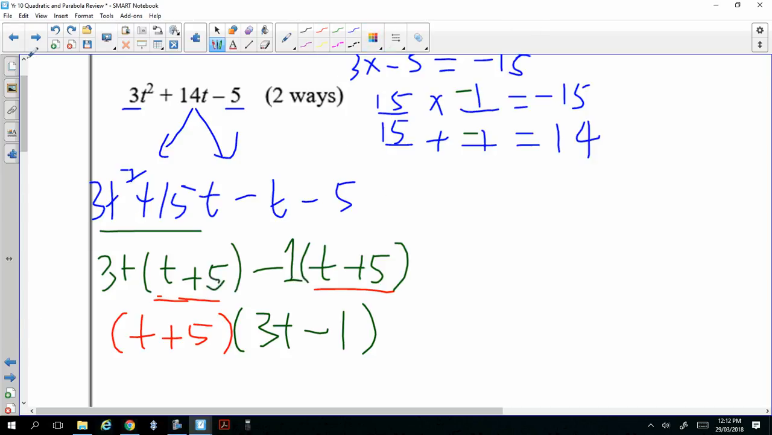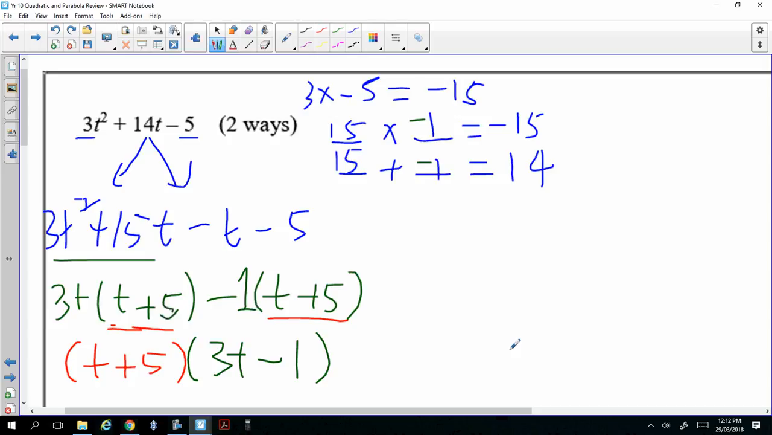Now the other way is, I didn't teach my class last year, but the other class learned that way, so I will show it to you as well. The other way, all you do is, you just write 3t, so that's method 2.